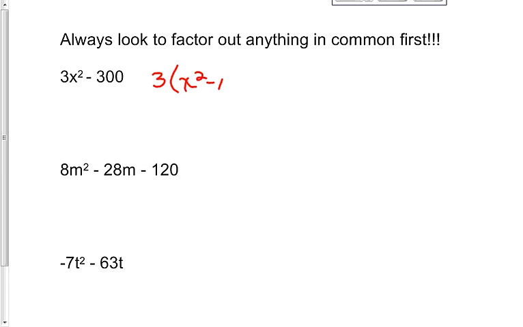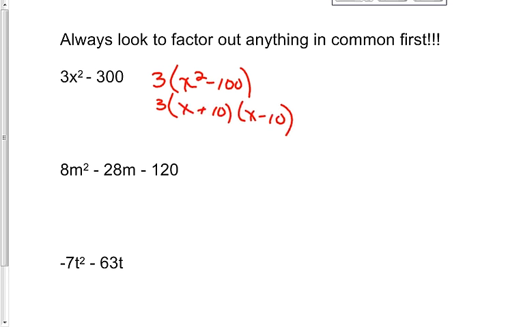That leaves you with x squared minus 100. Once you take something out, you might find that you now have something that's easy to factor, that's recognizable from something we've done in the past. x squared minus 100, difference of squares. x plus 10, x minus 10.